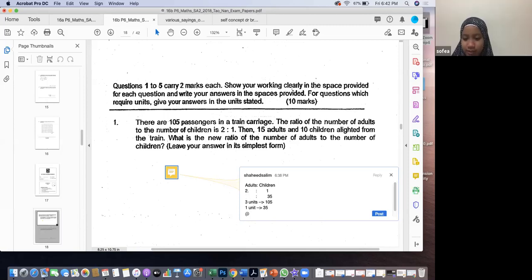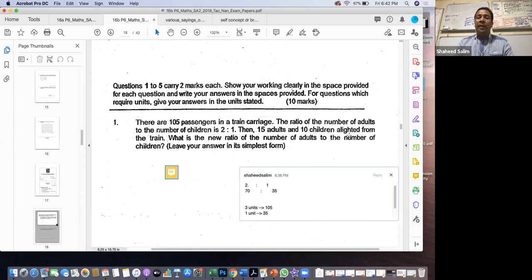Oh, okay, I can do it. Okay. So just take 2 times 35. You get 70. Now they tell you how many alighted. Alighted means to get down. 15 adults alighted. 10 children alighted. So how many adults left? How many children left? You can do this.